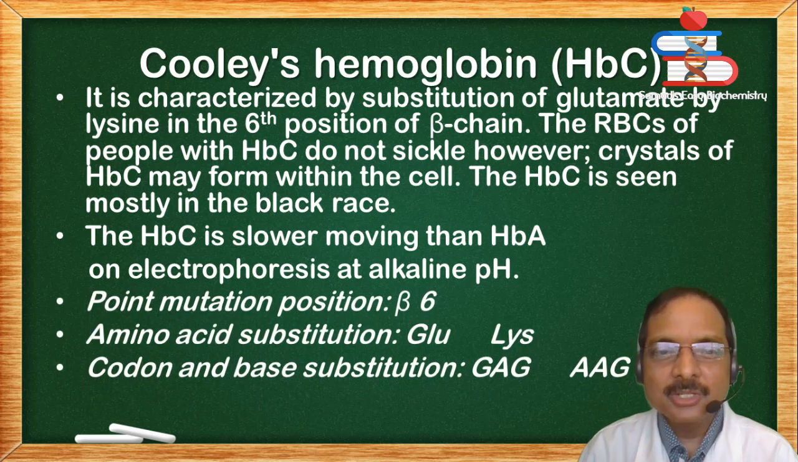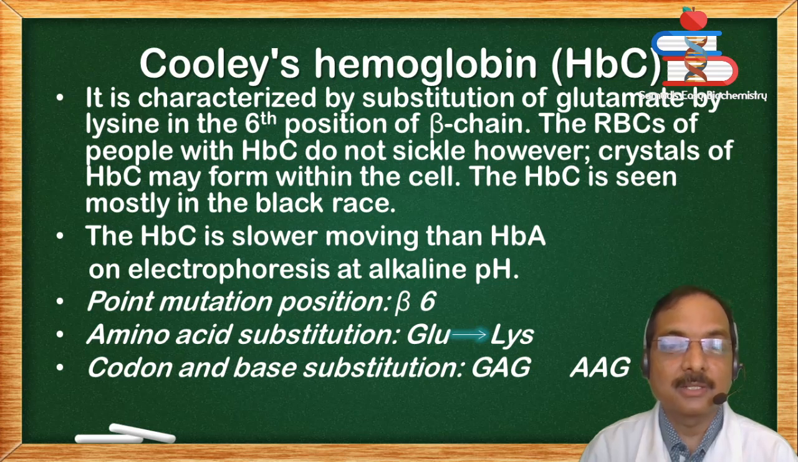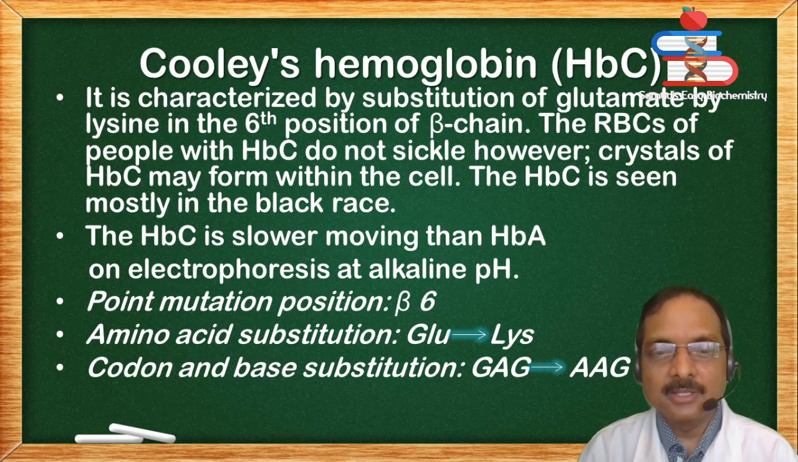So point mutation is beta 6th position. Amino acid substitution is glutamic acid to lysine. Codon and base substitution is GAG to AAG.